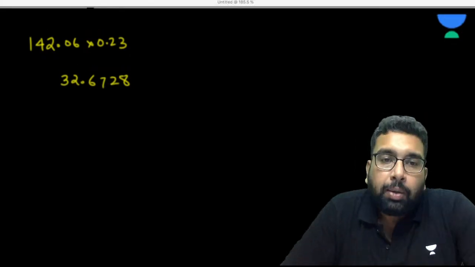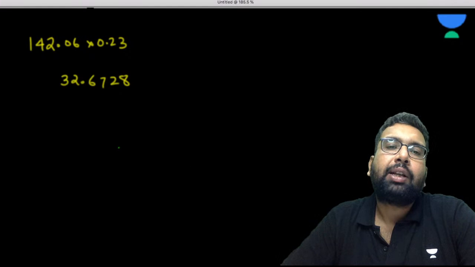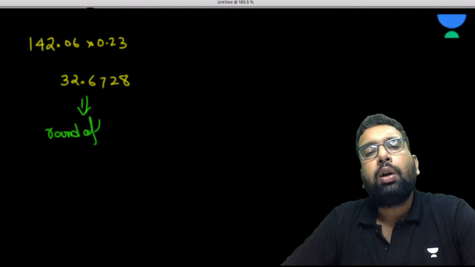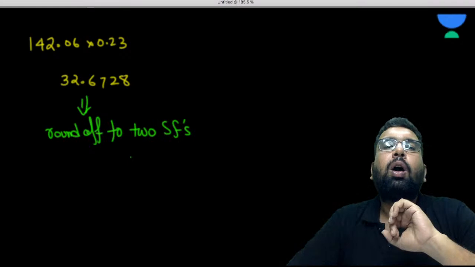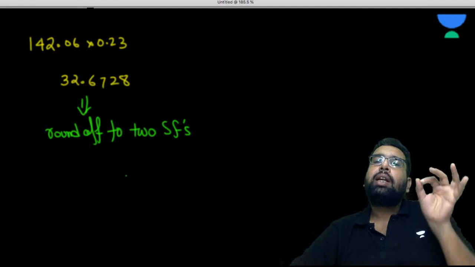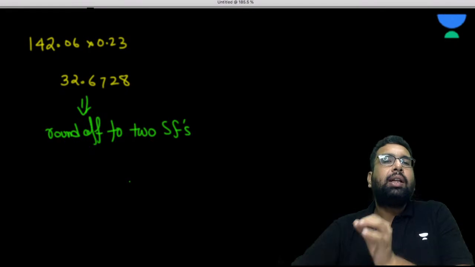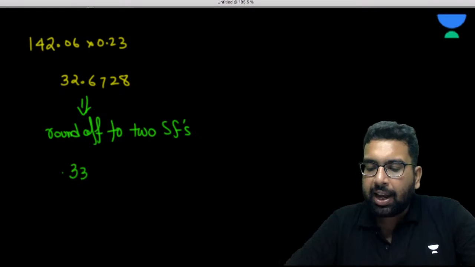So, sir, calculator must be correct, no? So, no, it is not that correct. We have to stick to our concept. So, we must reduce it to how many significant figures? We have to round off to two significant figures. Why, sir? Because we are multiplying these two values. So, the final answer must carry the same number of significant figures as carried by the value having the least significant figures. Okay, so when we round this off to two significant figures, we are getting 33.